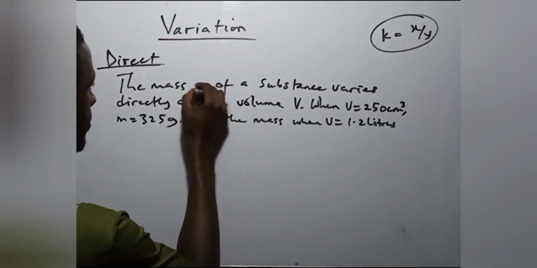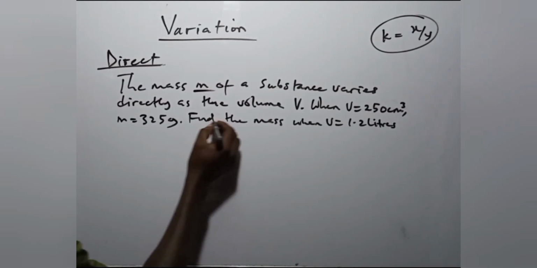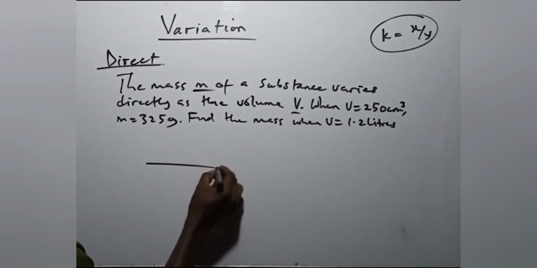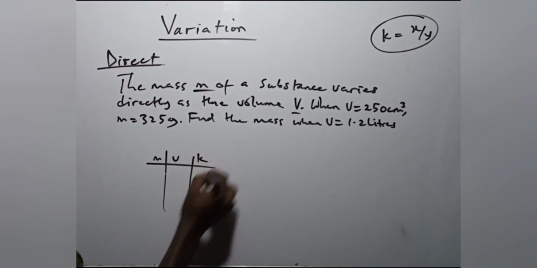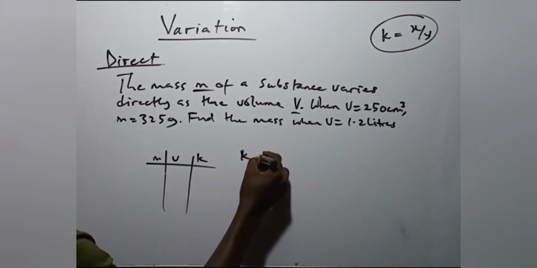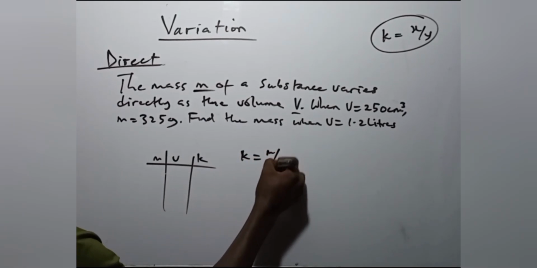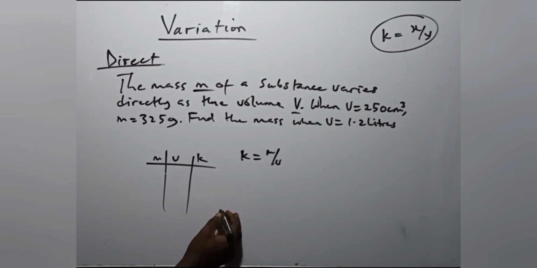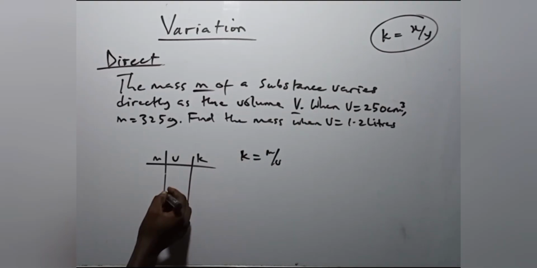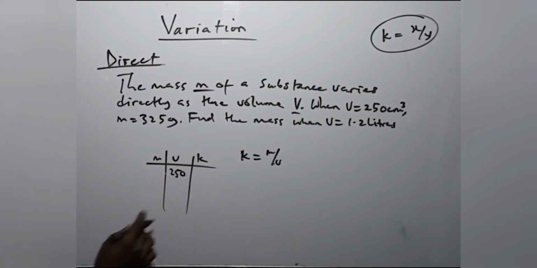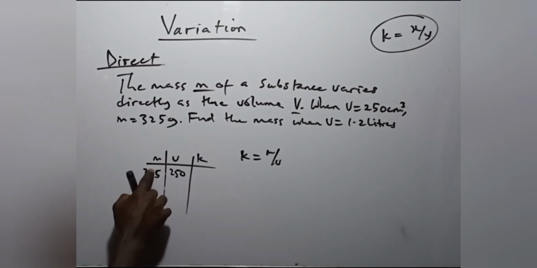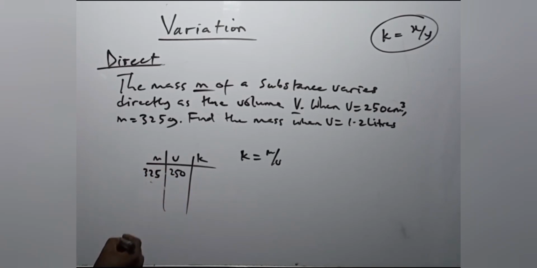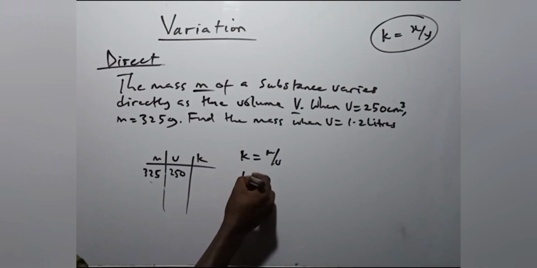The mass m of a substance varies directly as volume v. So the letters we need here are m and v, then k. Remember, in direct variation, we say m will divide v. So it says when volume is 250, so we will write 250 here. Mass is equal to 325. Then we need to calculate our k.